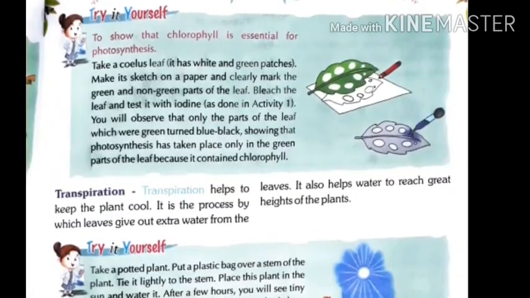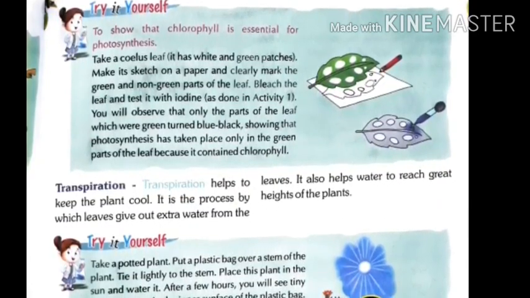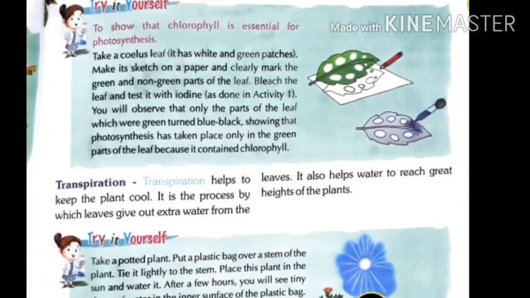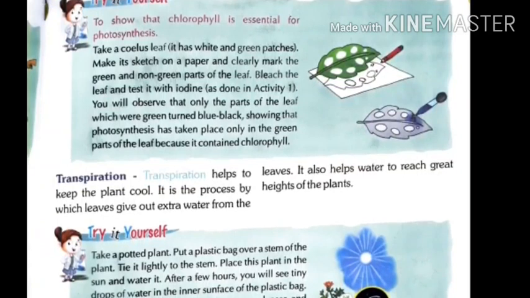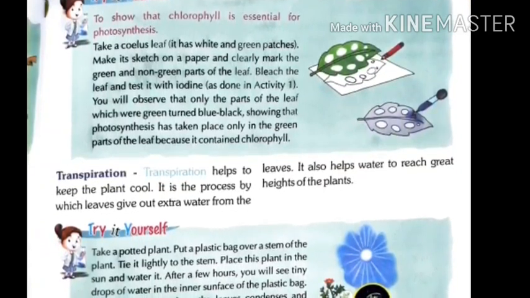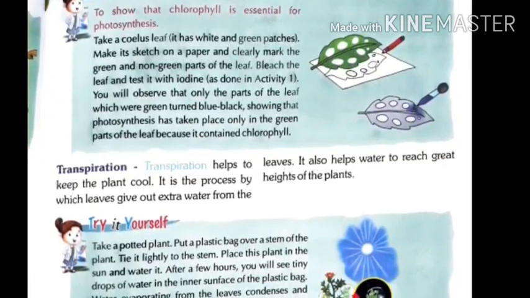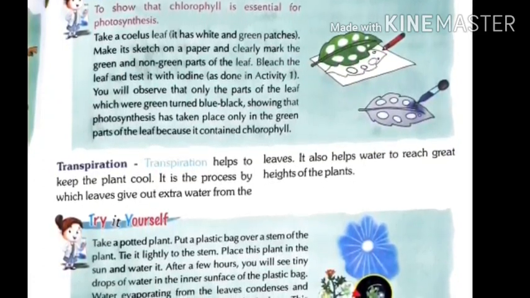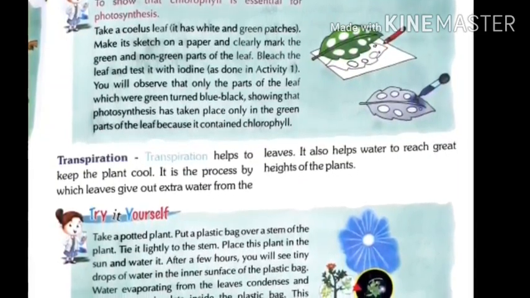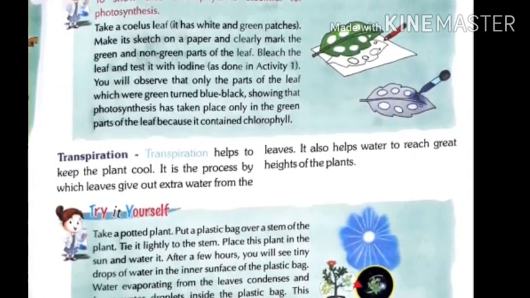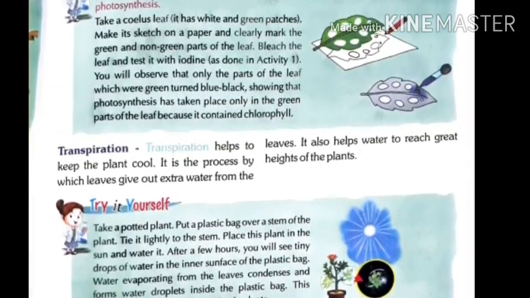Now see the third activity. To show that chlorophyll is essential for photosynthesis. Like sunlight is essential for photosynthesis, chlorophyll is also essential for photosynthesis. For this, take a Coleus leaf. Coleus leaf means it has white and green patches. Make its sketch on a paper and clearly mark the green and non-green parts of the leaf.